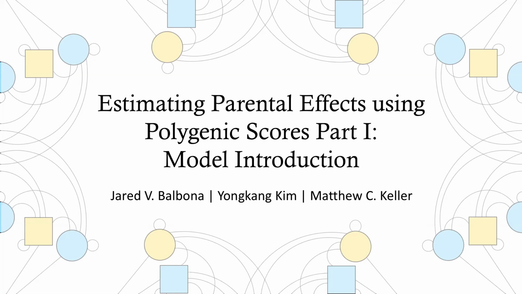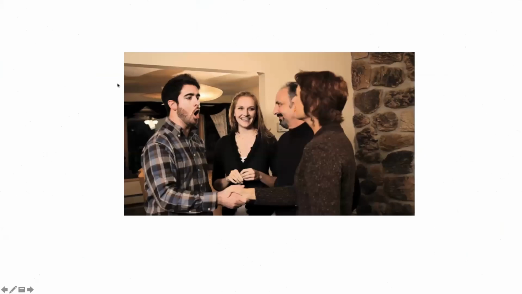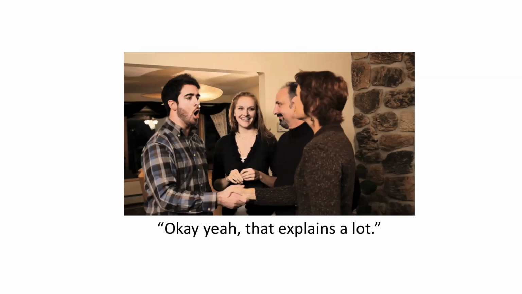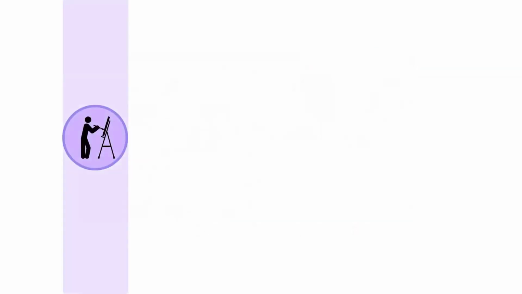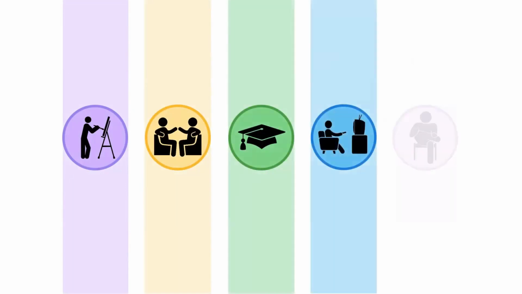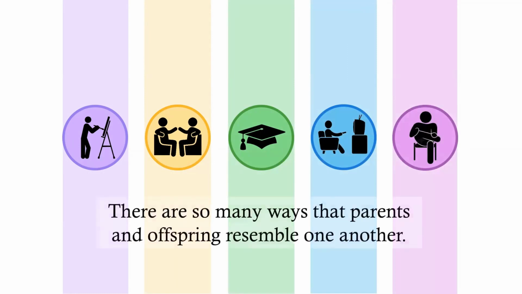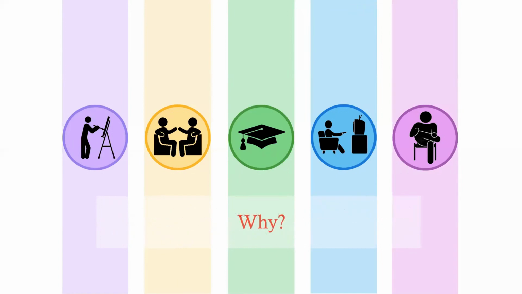So I think it's safe to say that we've all had the experience where we meet a friend's or a significant other's parents, and we think to ourselves, okay, yeah, that explains a lot. That makes sense. And that's an understandable reaction because from hobbies to level of extroversion and education, even things like TV show preferences and mannerisms, there are just so many ways that parents and offspring resemble one another, which begs the question, why? What is the underlying cause of all this parent-offspring similarity?